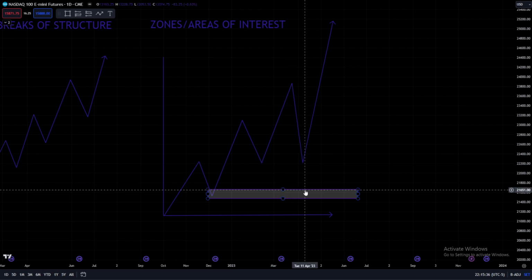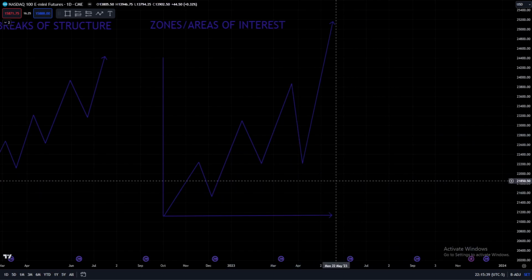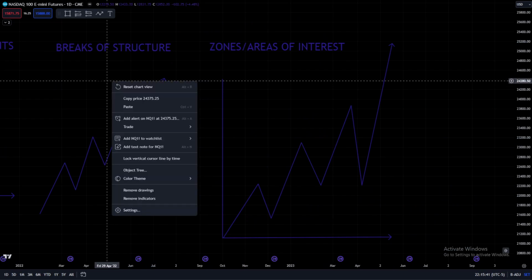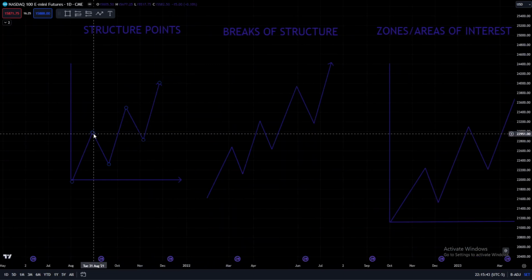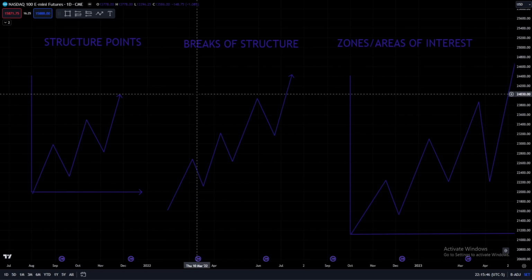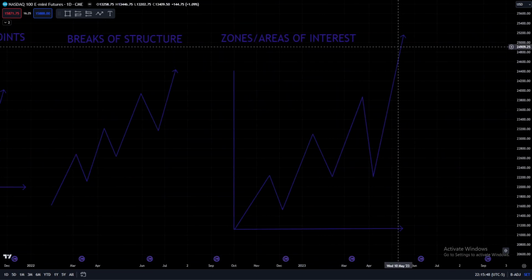So yeah, that's pretty much it, bro. Really understand the importance of breaks of structure. I'm sure you can understand structure points. It's just these pivot points here. But the nuances of the structure points come with the zones and the areas of interest.